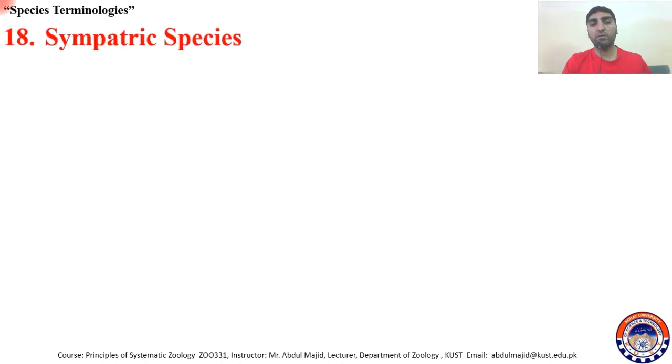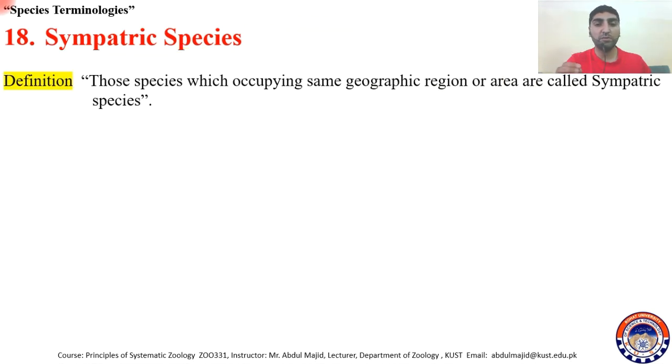The second one is Sympatric speciation. Sympatric species mean those species which are occupying the same geographical region or area are called Sympatric speciation species. So those species which are living in the same geography.